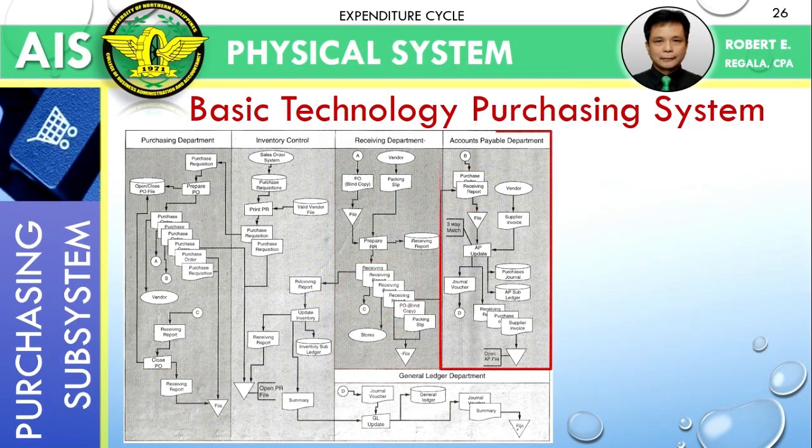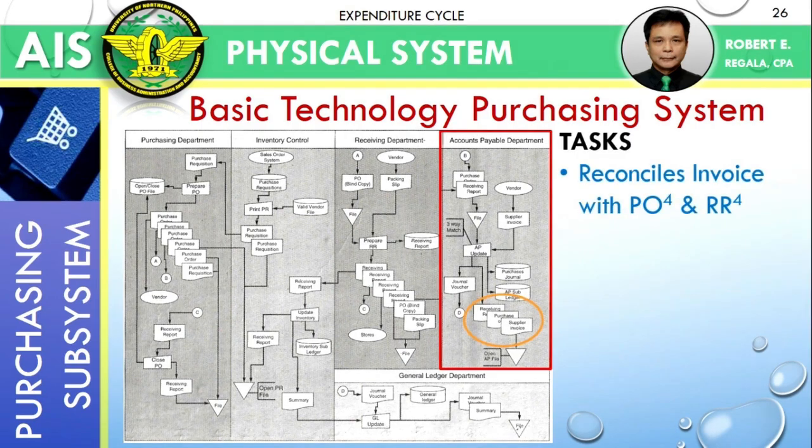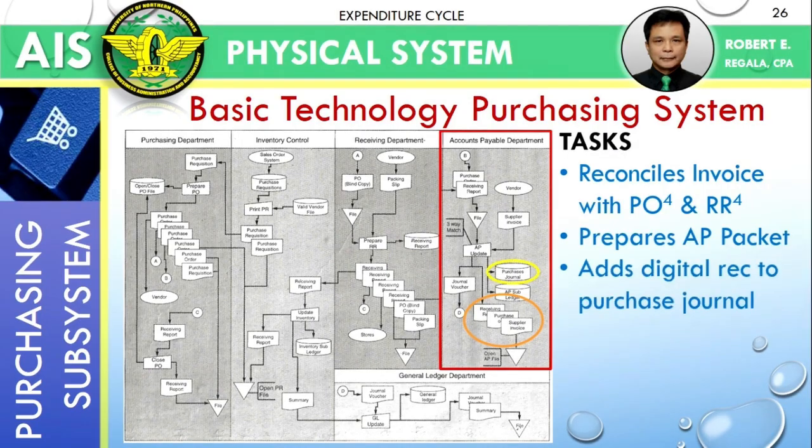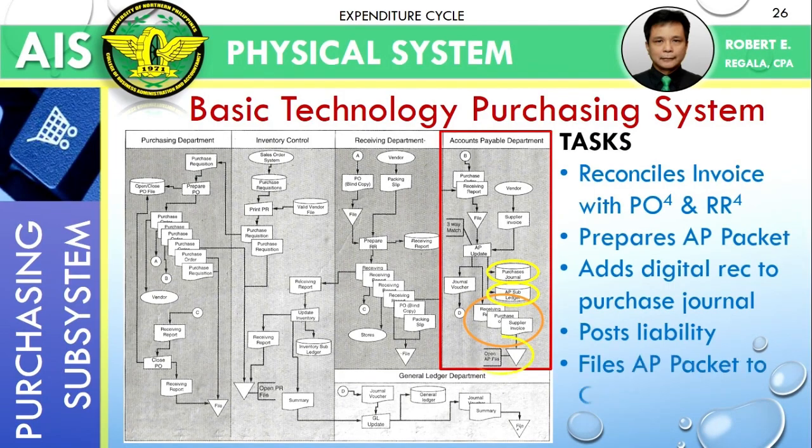Accounts Payable Department. When the supplier's invoice arrives, the AP clerk reconciles the invoice, purchase order, and receiving report, a three-way match, and prepares an AP packet, which in this paper-oriented system is simply a folder containing the reconciled supporting documents. The clerk next records the transaction in the digital purchases journal and posts the liability to the supplier's account in the accounts payable subsidiary ledger. The clerk then files the accounts payable packet in the open AP file.